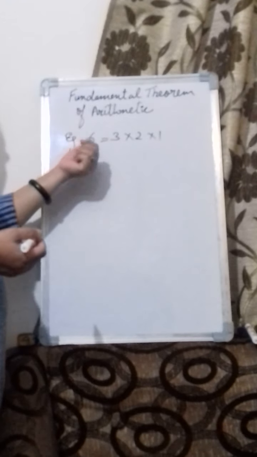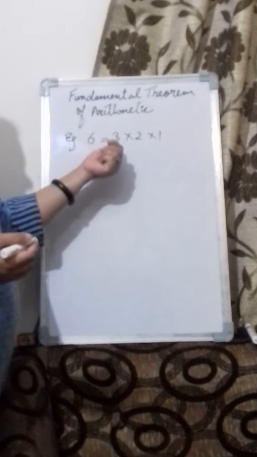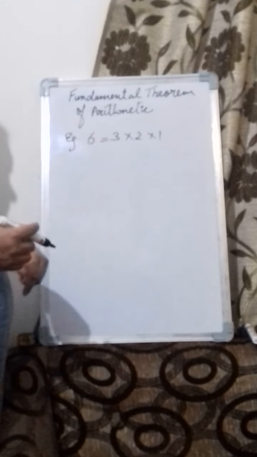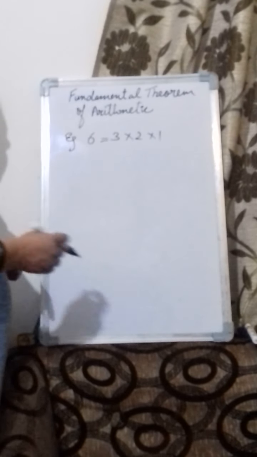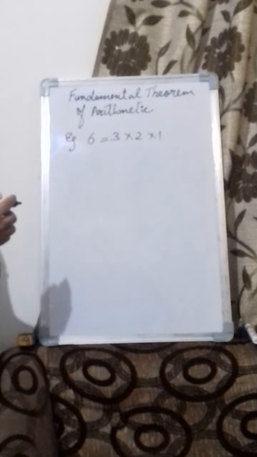Now, according to the fundamental theorem, the composite number can be expressed as the product of prime numbers, and this factorization is unique. That means apart from the order, the order may change but the factors will be unique. This you have already studied, the prime factorization, in the previous class, how to calculate the LCM and how to calculate the HCF using prime factorization.